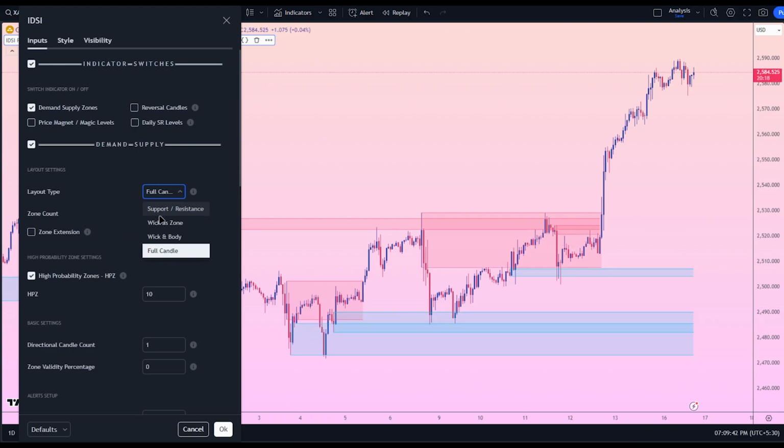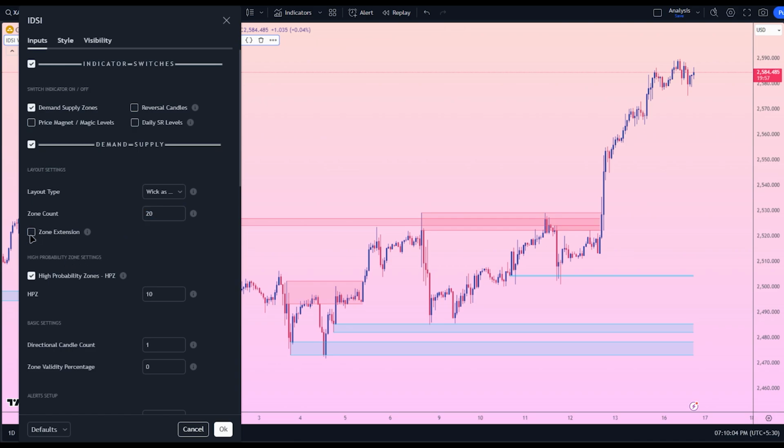Now the next setting is zone count. This allows you to control how many zones are drawn on the chart. You can increase or decrease the number, setting it to values like 30, 35, or 40. Increasing the zone count may slightly impact performance, as the indicator will take more time to draw all those zones, but otherwise it works just fine.